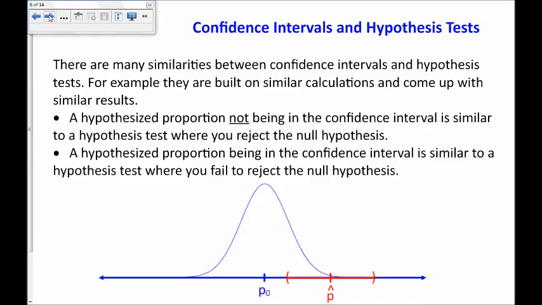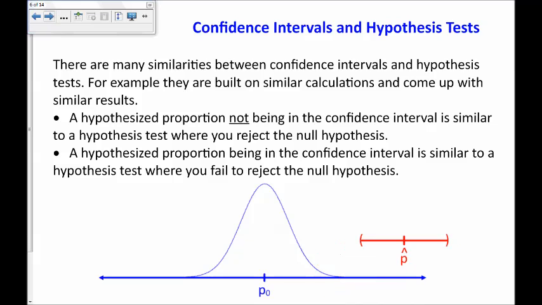Okay, let's talk about the relationship between confidence intervals and hypothesis tests. There are many similarities between confidence intervals and hypothesis tests. For example, they are built on similar calculations and come up with similar results. So for example, a hypothesized proportion not being in the confidence interval is similar to a hypothesis test where you reject the null hypothesis.